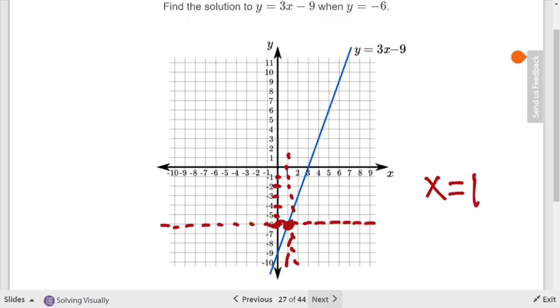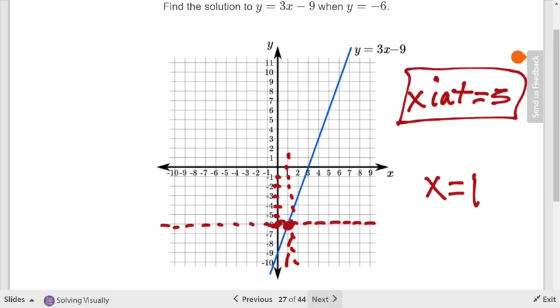Right? Okay? I don't get it. Doesn't x equal 3? Why would x equal 3? Because the x-intercept is 3. I'm not asking for the x-intercept. I'm asking what the line is doing when y equals negative 6.